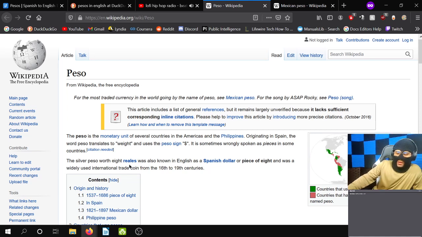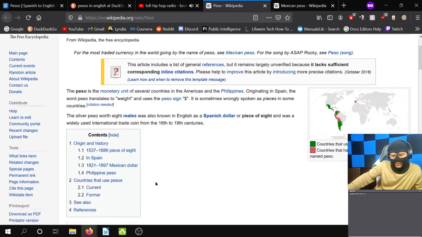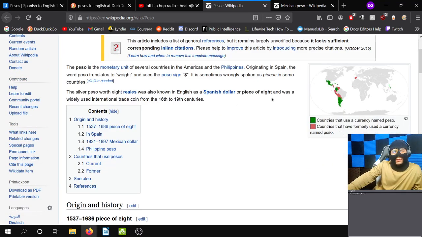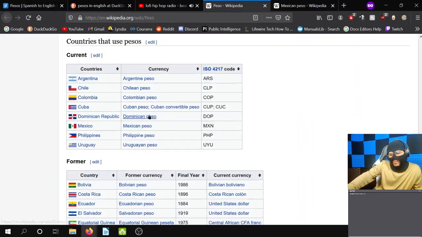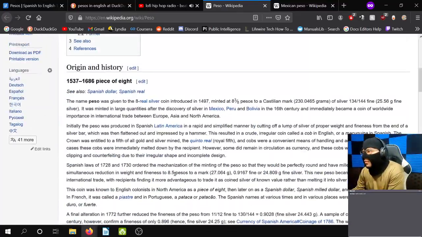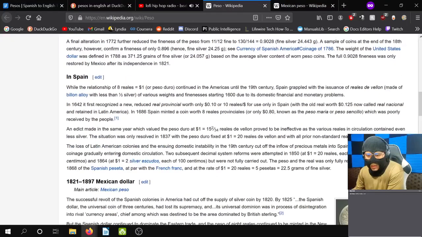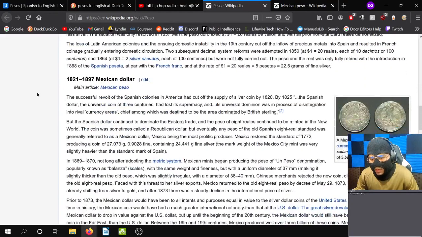So, yeah, it sounds very close to reals, except I keep on thinking the Brazilian reals. So, let me see. The real was a unit of currency in Spain for several centuries after the mid 14th century. Okay, yeah. I'm going to still say reals. That's very close to the pronunciation. Origin, history. Yeah, you have Spain, Mexican dollar, Filipino pesos, and that's pretty much it. I'm not going to dwell on the ancient history much, or not first. I'm going to see how much time I have. Rather, I'm just going to go into what it is.